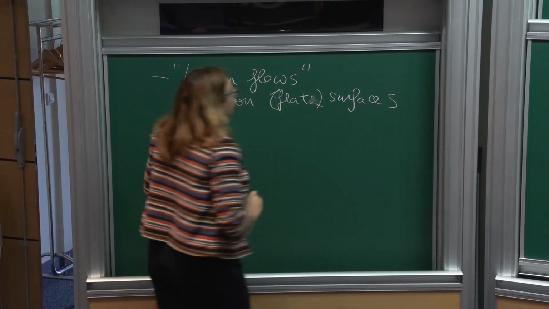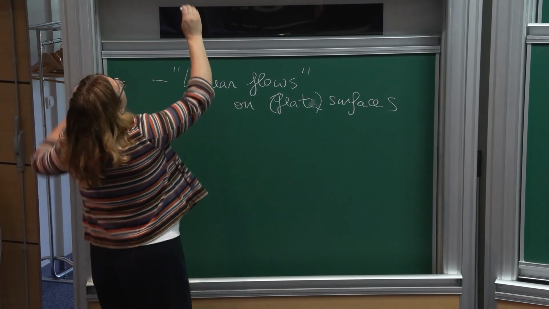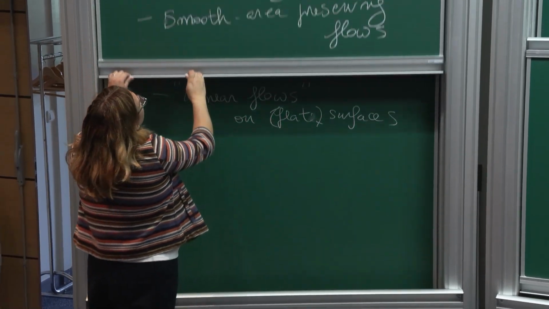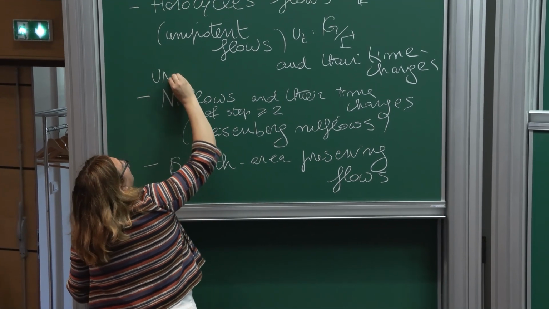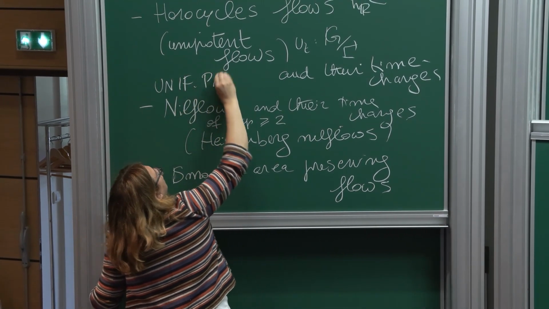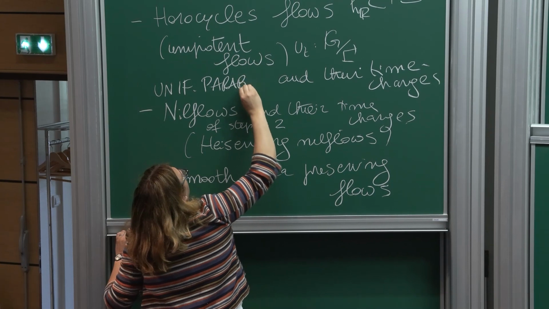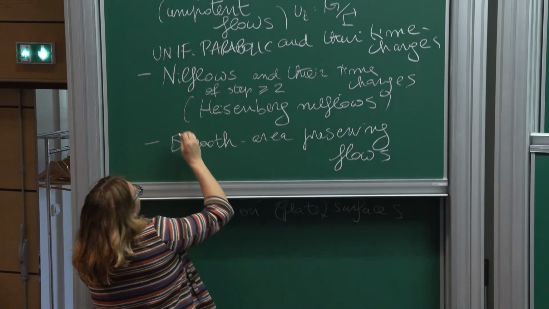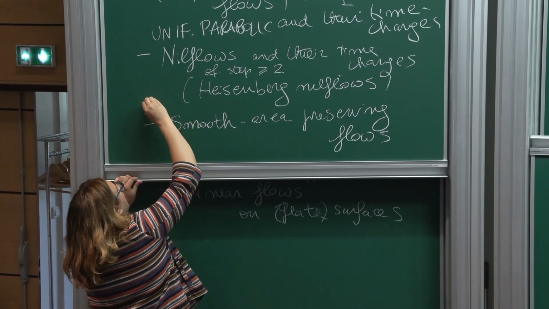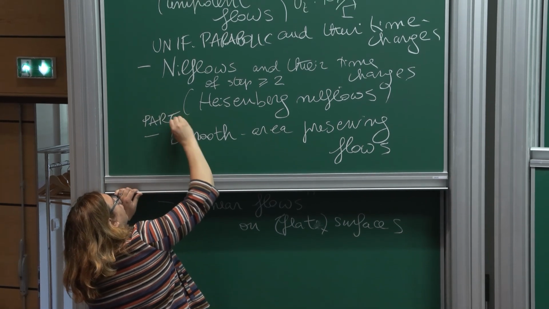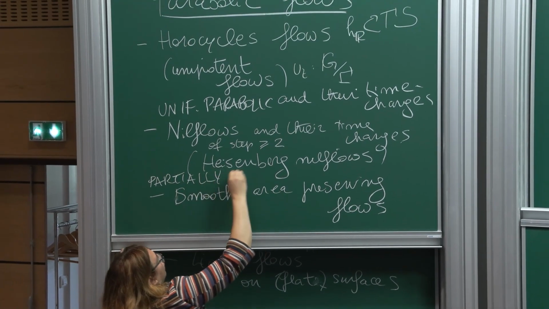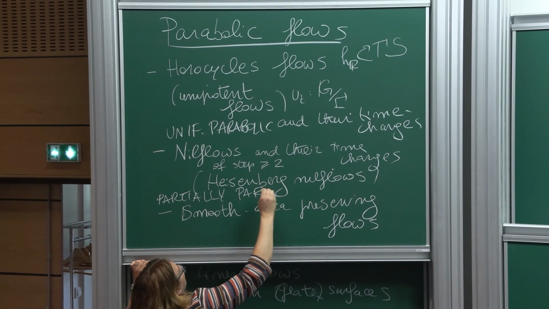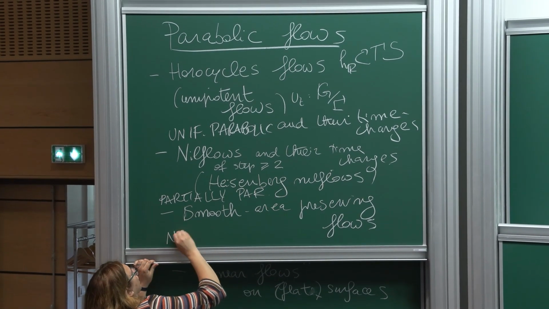And these are related to billiards in rational polygons. And we also said that they represent a different type of examples, that these are somehow uniformly parabolic. These are partially parabolic. And those are non-uniformly parabolic.